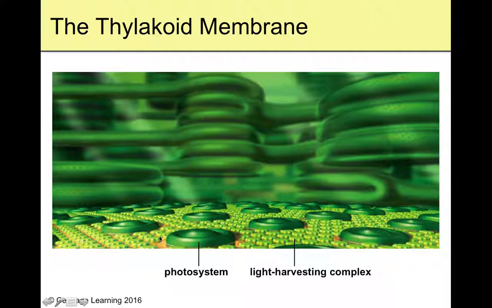Here's just a zoomed in view of light harvesting complexes, these little tiny green star-shaped fellows all over the surface of a thylakoid disc. This is the surface of a thylakoid membrane. And then you have photosystems all over the place. Photosystem 1, photosystem 2, near these light harvesting complexes. And so that's what the very, very zoomed in view of a thylakoid membrane might look like.